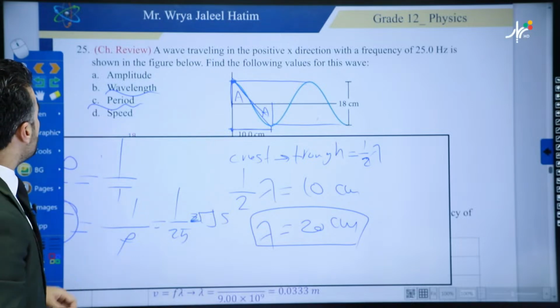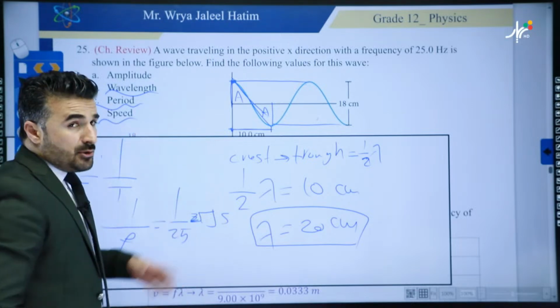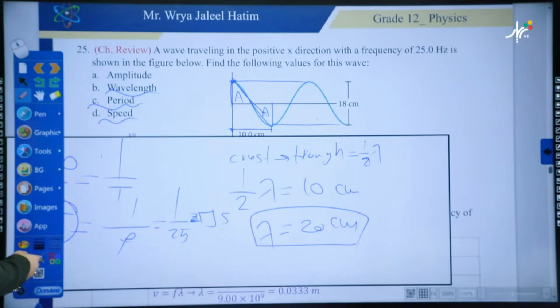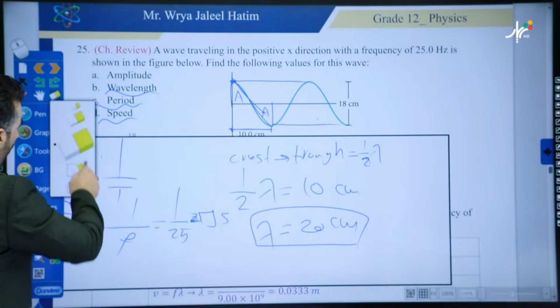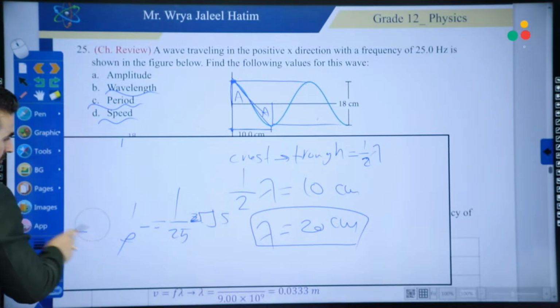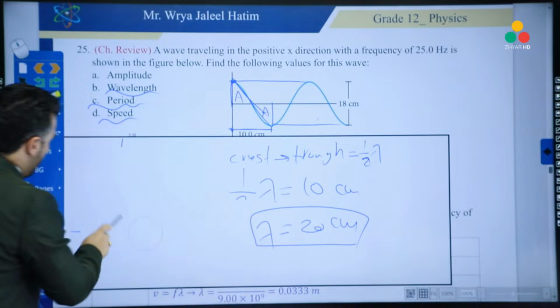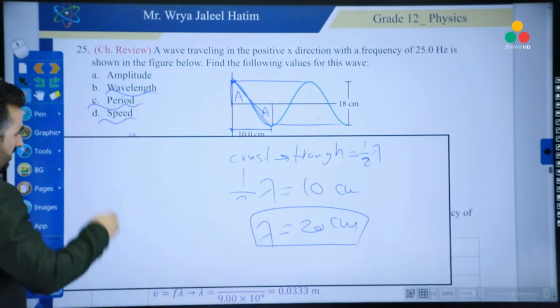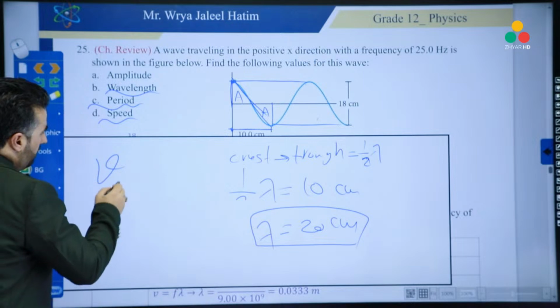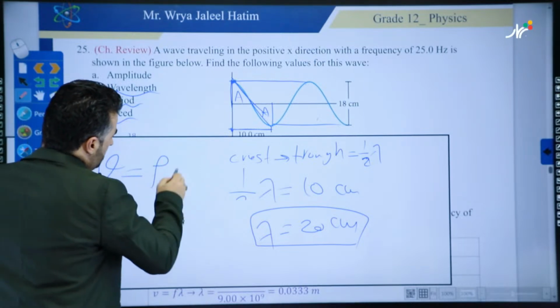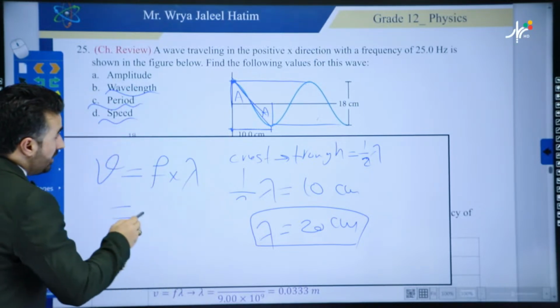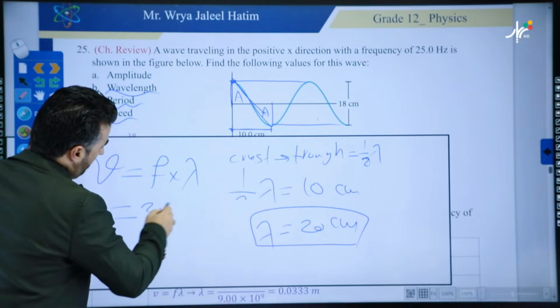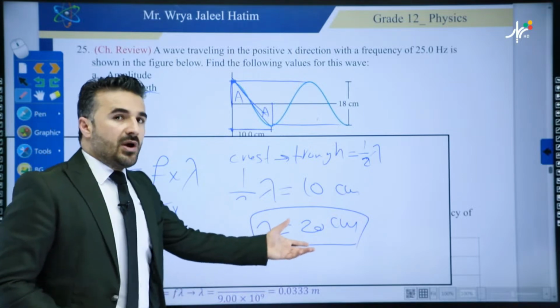Now the next one says find the speed. And how do you find the speed, by the way? Now you have all the information you need to find the speed. Speed of a wave is equal to wavelength times the frequency. So speed of a wave is equal to frequency times wavelength. Now we do have the frequency, which is 25.